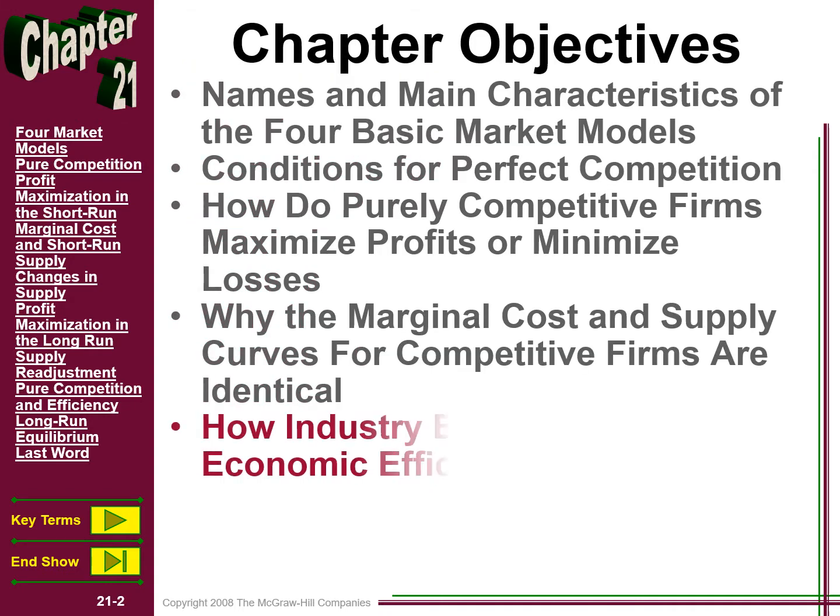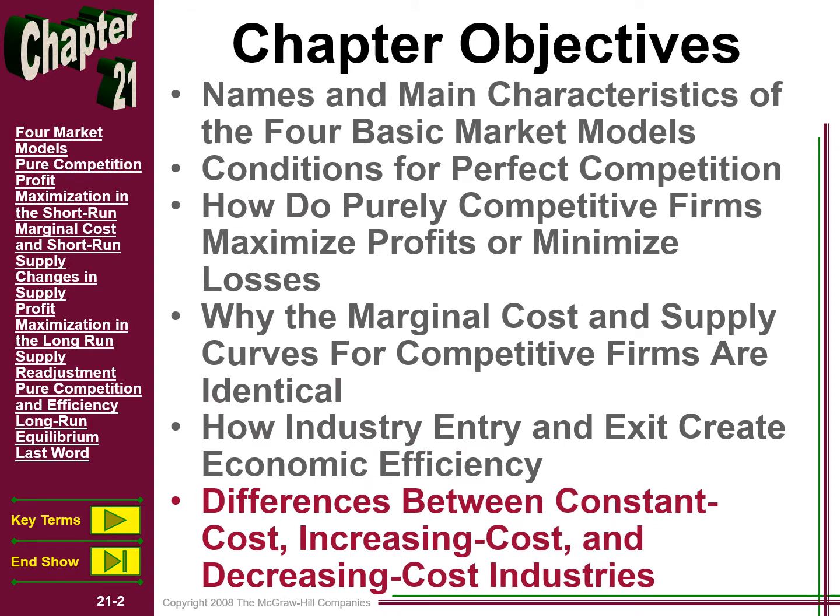Chapter objectives. As previously mentioned on the slide before this one, we're going to discuss the characteristics of the four basic market models. One of the major points of interest of any microeconomics class is to discuss how the economy is divided among what we call the four market models: pure competition or perfect competition, monopolistic competition, oligopoly, and monopoly. So we will examine the characteristics of these four market models and discuss how and why certain industries resemble the market models.